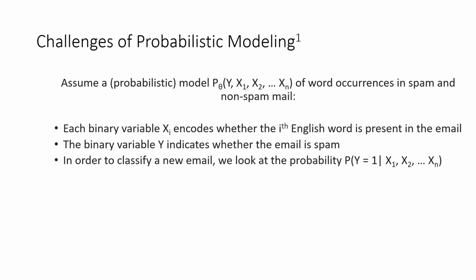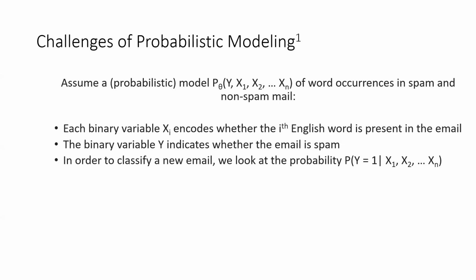In our case, x is the representation of the word occurrences. Each x represents an English word, and we represent it with a binary variable that says whether this word is present in the email. We also have the variable y, the label that we mentioned, which says whether the email is spam or not. This is a binary variable: 0 is spam, 1 is non-spam.